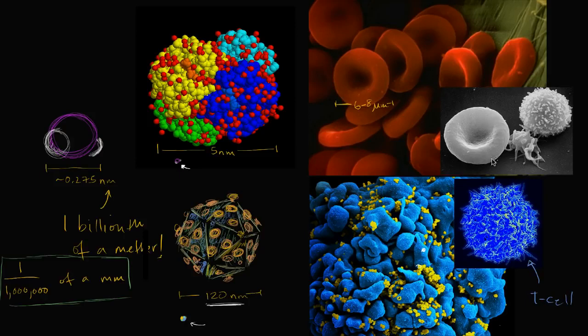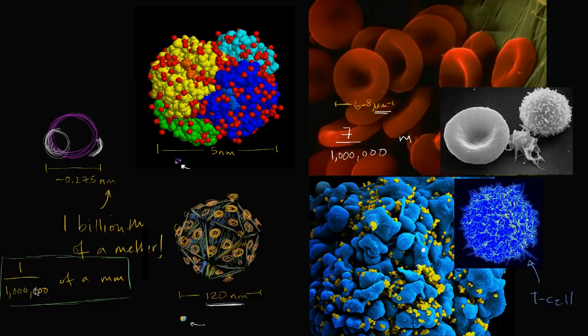This is using an electron microscope. You see a red blood cell right over here, and you see a T cell, and they're roughly the same size, or at least the same order of magnitude size. And a red blood cell is going to be 6 to 8 micrometers wide. So this is 6 to 8 millionths of a meter. If we were to just take 7 as the average, seven millionths of a meter.